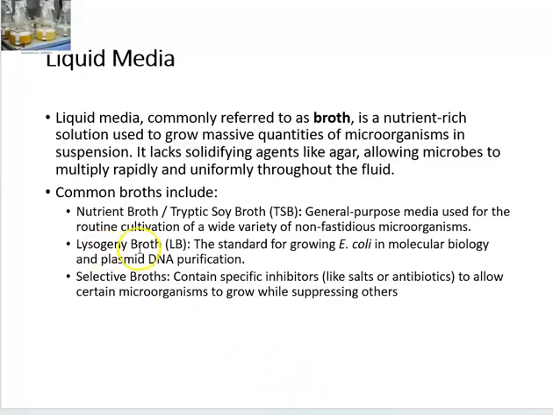We do have LB broth, lysogeny broth, which is standard for growing E. coli if we're doing molecular biology or plasmid DNA purification. And then we do have some selective broths where we put inhibitors in or indicators in. But basically, a selective one is going to select for a particular group of organisms by inhibiting the other guys. Okay, so we may put an antibiotic in or a salt or something like that, and that will suppress the growth of these other organisms.